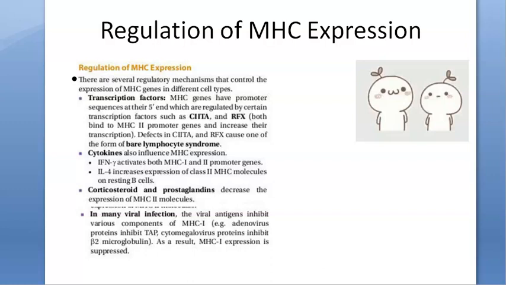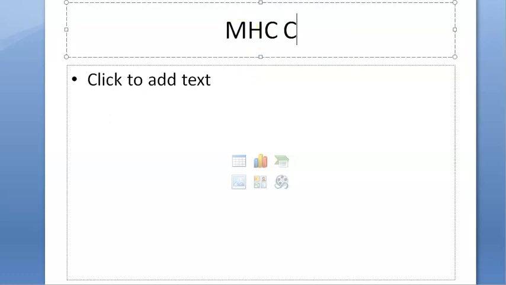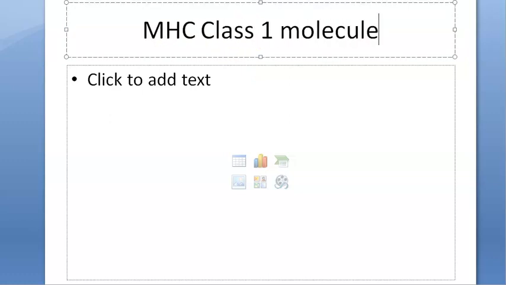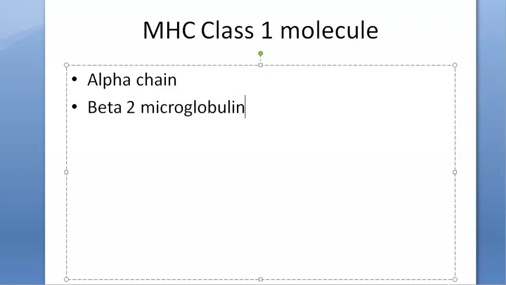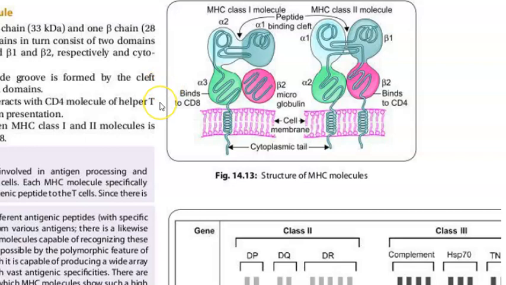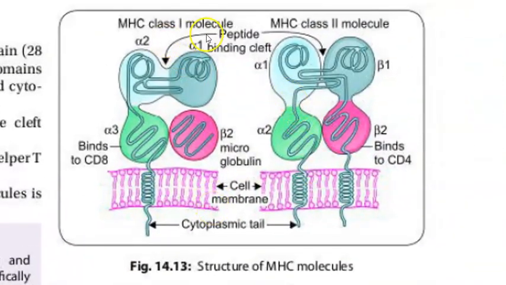Now, look at a molecule, okay, how will it look? So, let's look at this. MHC class 1 molecule means what will be there in it? There will be one alpha chain, okay, and a beta 2 microglobulin, okay. So, there is a glycoprotein and then there is some non-glycosylated 12 kDa protein. Wow. So, let's look at the diagram. This is a class 1 molecule that they have shown here.